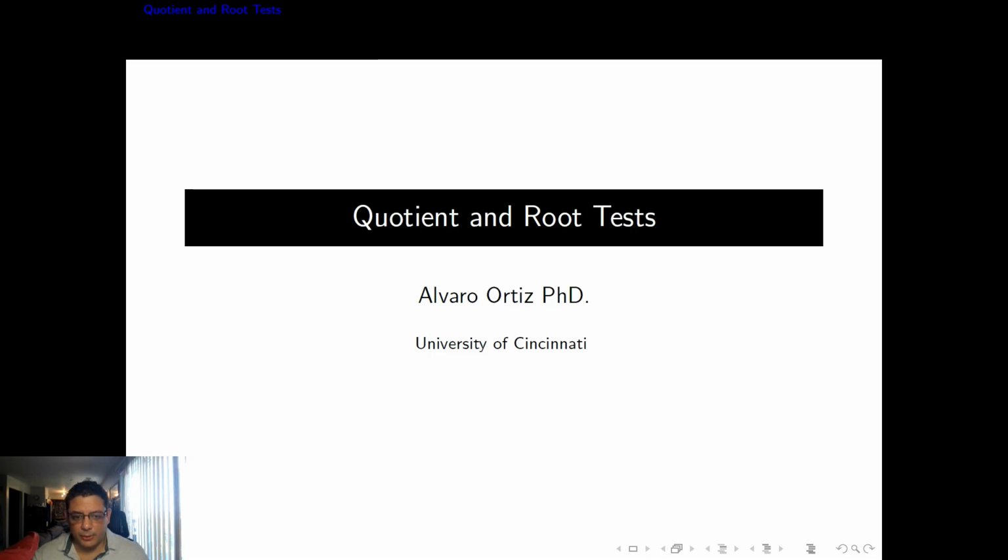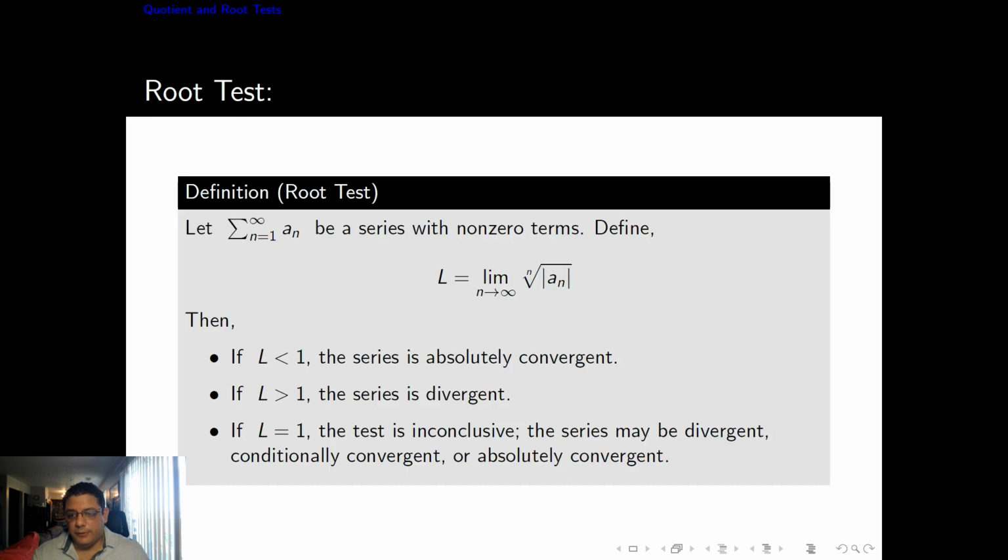Hi everyone, in this video we're going to go over the quotient and root test, and in particular this second video is going to go over the root test. The root test is very similar to the quotient test, or the ratio test. We're going to have a series for n equals 1 to infinity of an, with non-zero terms, and we're going to define L as the limit when n goes to infinity of the n root of the absolute value of an.